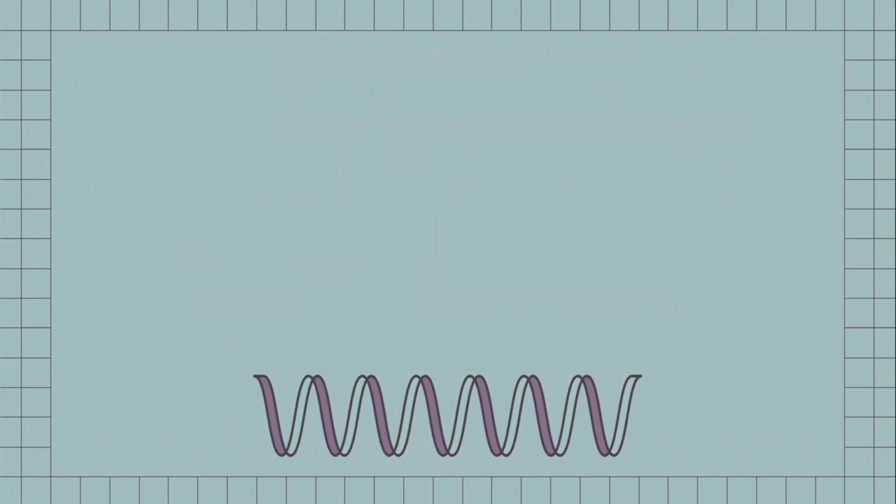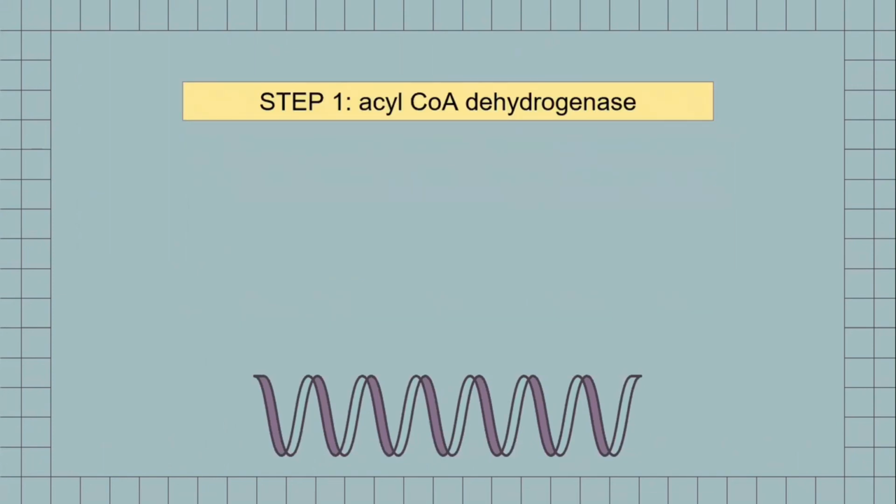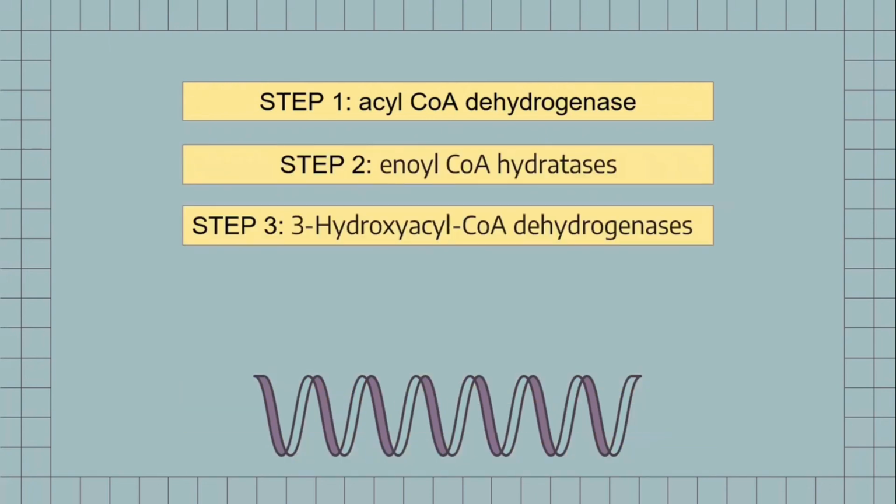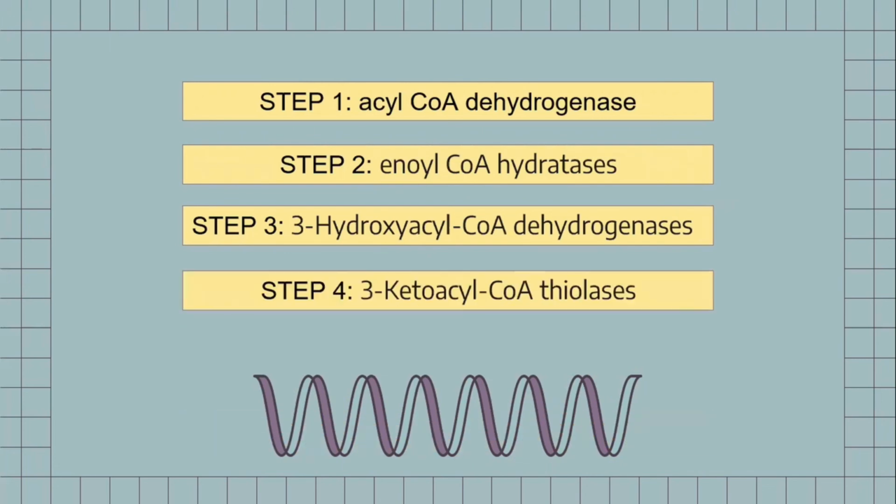Mitochondrial beta oxidation of fatty acids requires 4 steps, and all of which occur in the mitochondrial matrix to produce 3 energy storage molecules that were mentioned earlier per round of oxidation. First is the acyl-CoA dehydrogenase. The second step is the enoyl-CoA hydratase. Third is the 3-hydroxyacyl-CoA dehydrogenase. Lastly, the 3-ketoacyl-CoA thiolase. Let us now see how the oxidation occurs.